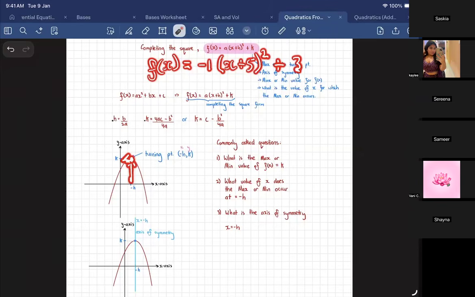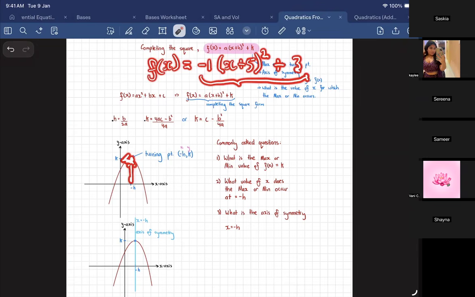So we want to figure out the value for x that's going to give us k. You hear what I'm saying? We want to figure out the value for x that's going to give us the maximum value here. Understand? So I have a question for you. I want you to look at this problem for me.